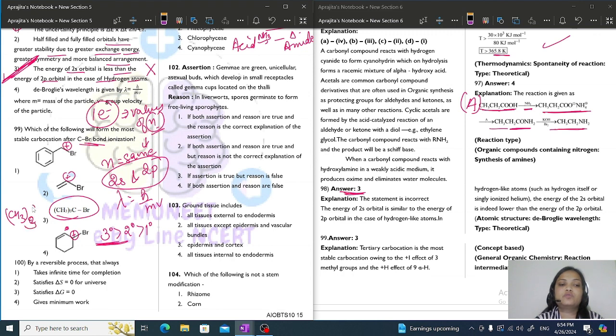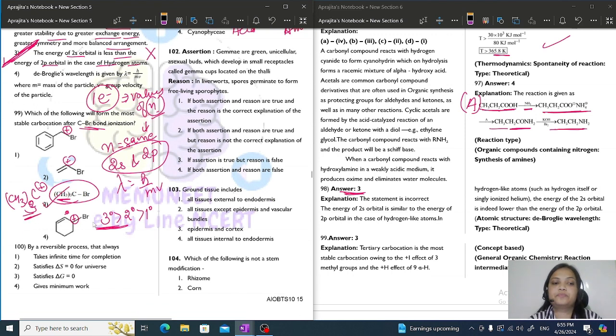Why is it most stable? Because the plus I effect of 3 methyl groups is there, as well as hyperconjugation. There will be 9 hyperconjugative structures because of 9 alpha hydrogens. It would be the most stable.